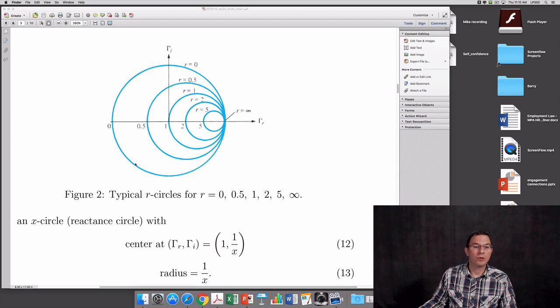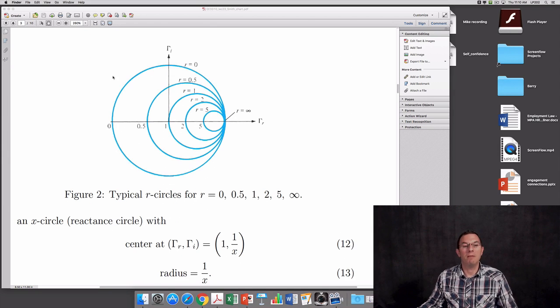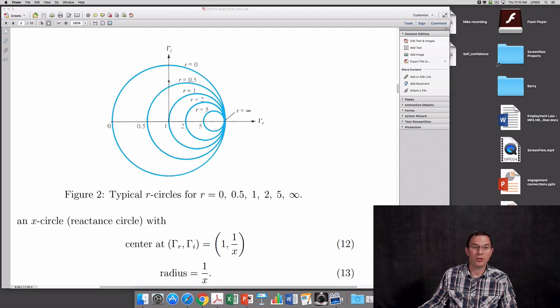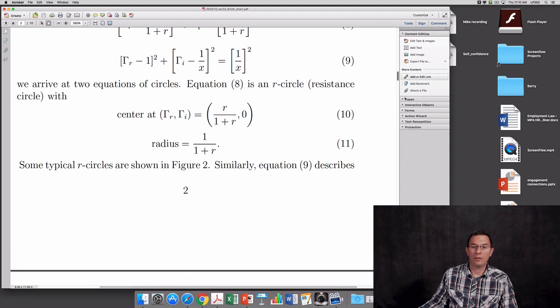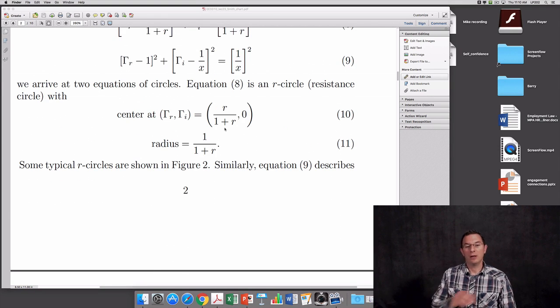The little r equals 0 circle is on top of the magnitude of gamma equals 1 circle that we mentioned before. That makes qualitative sense because if your load is shorted, all of the energy is going to reflect back. None of it's going to be absorbed. Therefore the magnitude of the reflection coefficient is going to be equal to 1. If you look at the equation here for the center and radius, for the R circles, again, they're centered at some point along the x-axis, and the radius is 1 over 1 plus r.